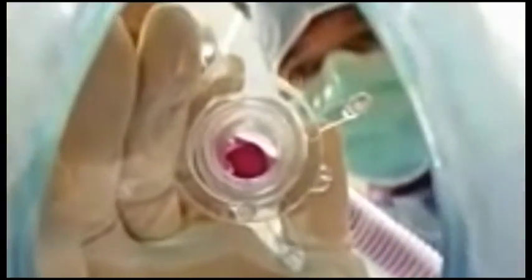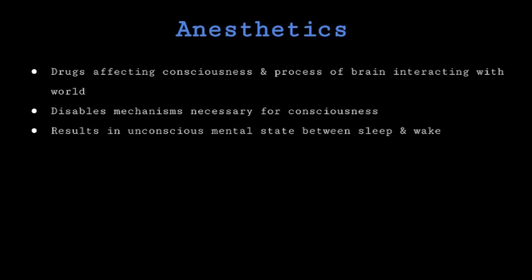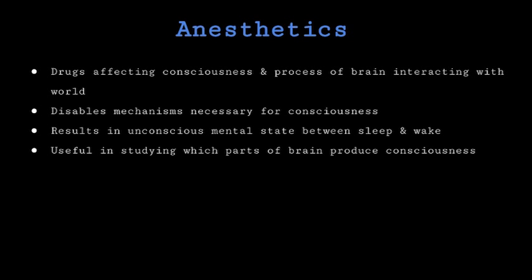Anesthesia is a collection of medications that dramatically affect consciousness and the process by which the brain interacts with the world. These drugs are able to disable the mechanisms that are necessary for consciousness. Administration of anesthesia results in the user falling unconscious in a mental state between our perception of sleep and wake. Thus, studies on anesthesia are extremely useful in studying which parts of the brain specifically function to produce the state of consciousness. Furthermore, it shows how these parts cease interaction while one is unconscious.